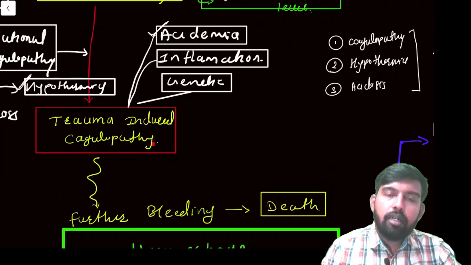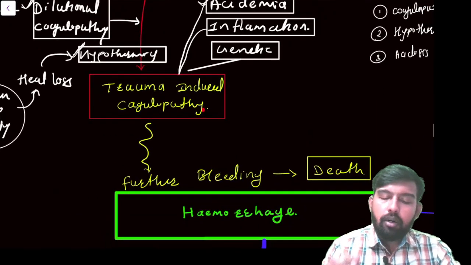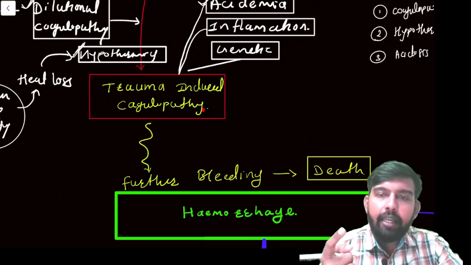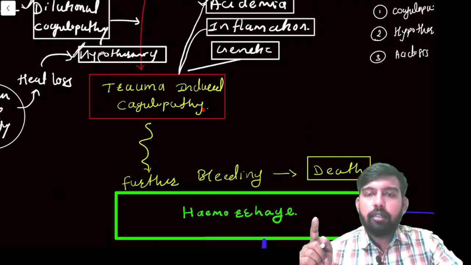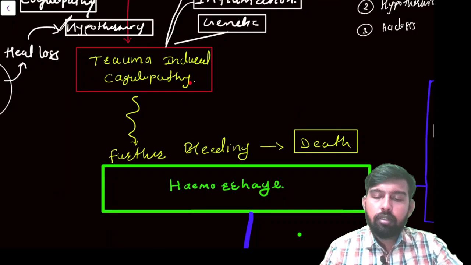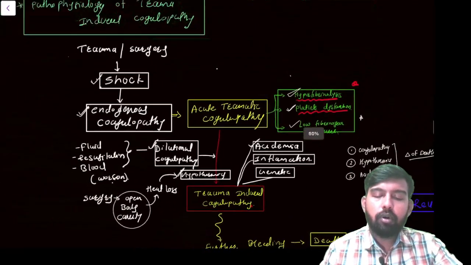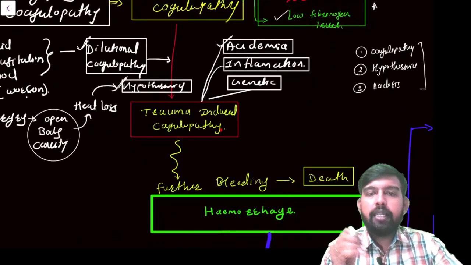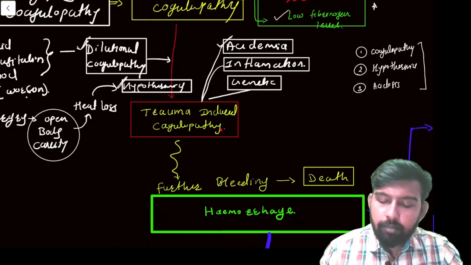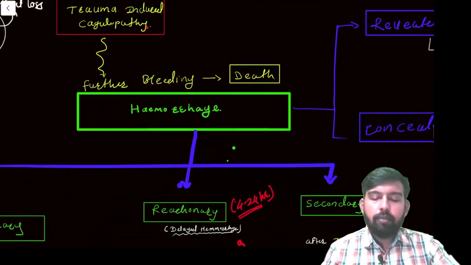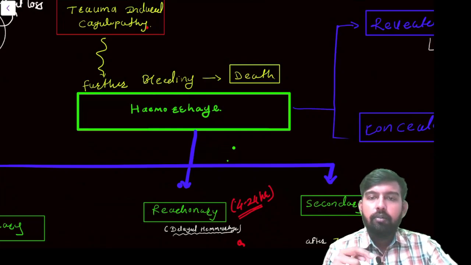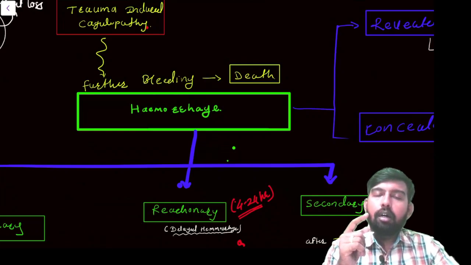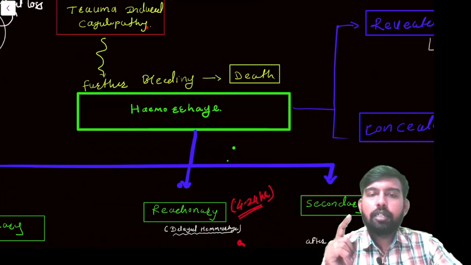So ultimately it will result in trauma induced coagulopathy, which causes further bleeding and ultimately results in the death of the patient. So this is all about trauma induced coagulopathy. So how will we manage a patient who is actively bleeding? Let's see the types of hemorrhage, and we'll see the treatment of hemorrhage, or the management of an actively bleeding patient.